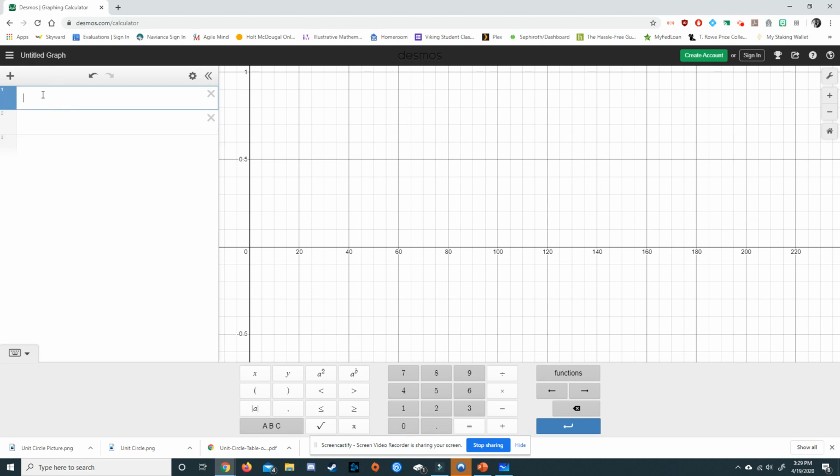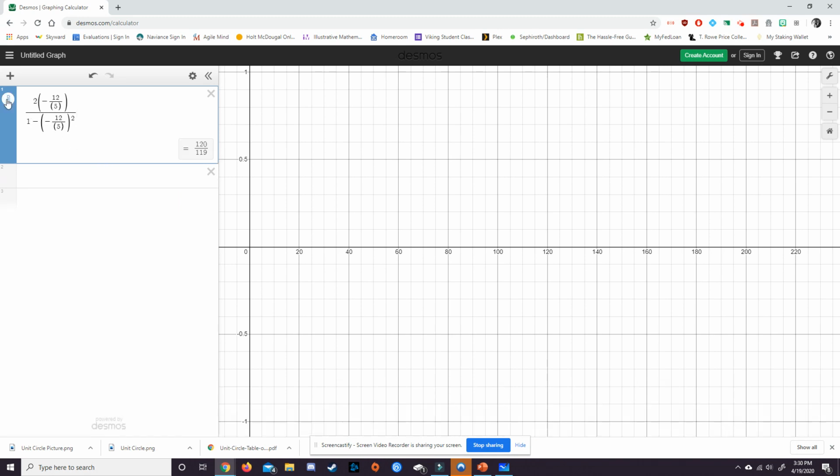You can type that in exactly. And so we had 2 times our tangent, which was negative 12 over 5, divided by 1 minus our tangent squared, which was negative 12 over 5 squared. And look, it gives you this answer here, 1.00840. But Mrs. Roberts, you said that it had to be exact, and that's not exact. You're right. Click this fraction button: 120 over 119.